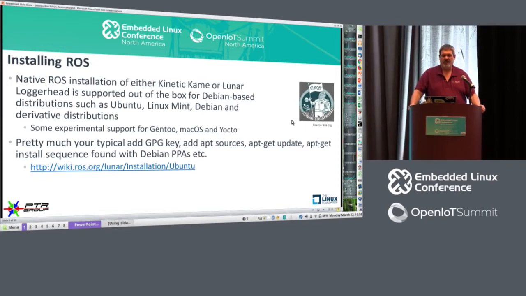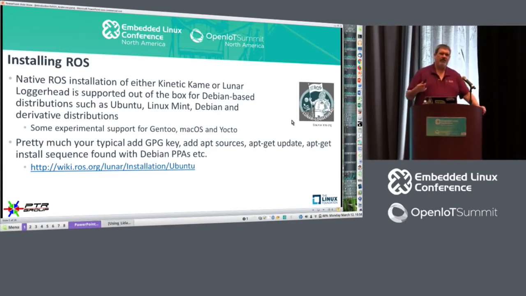Now, installing ROS: the latest and greatest version of ROS came out in May of 2017. It's called the Lunar Loggerhead. You will find that all of the ROS releases are named after turtles of some sort or another in alphabetical order. So the Kinetic Kame and the Lunar Loggerhead, and I'm not sure what M is going to be.